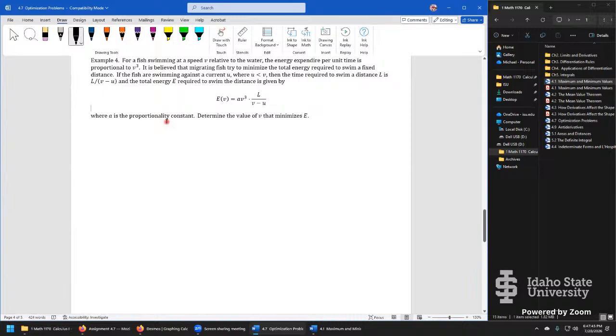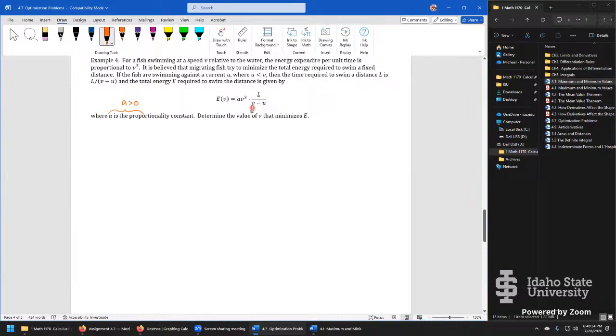It just tells us that. One assumption here is that, if it's the proportionality constant, we can assume that A is a positive value as a constant. We want to determine the value of the velocity that minimizes energy expenditure, which would be an amazing thing if we could do that. Just change the speed of the current to U. It'll tell us what V should be, and then we can measure that in reality.